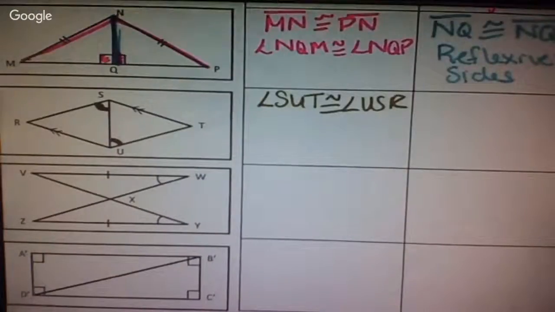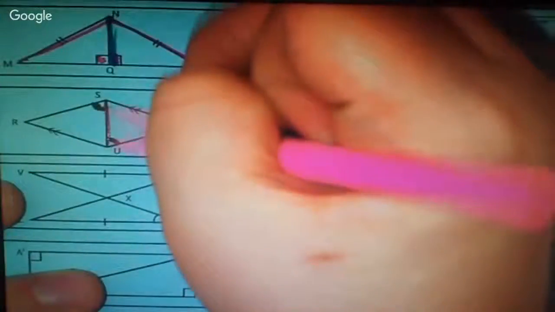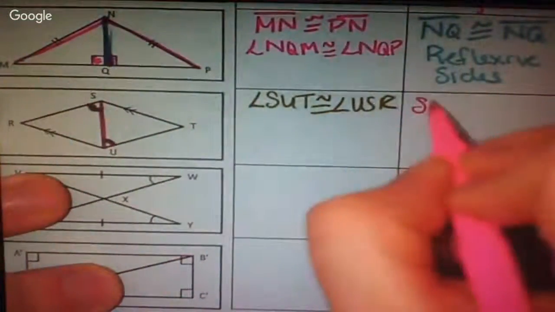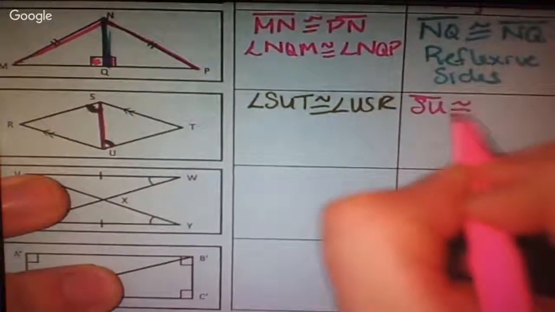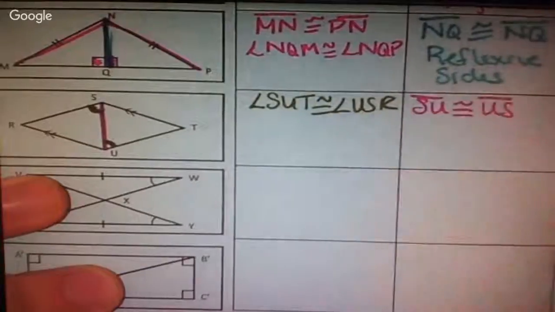The line. The side. What side? S, the T, and... They share in common, which means if I remove it, STU. Okay, so they share this line in the middle, right here, STU. So we can say SU is congruent to US.